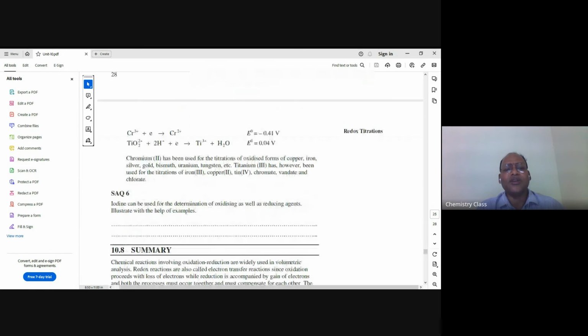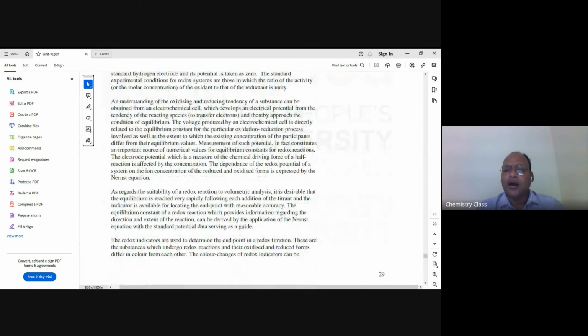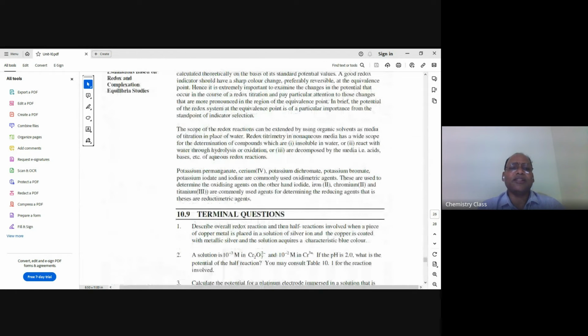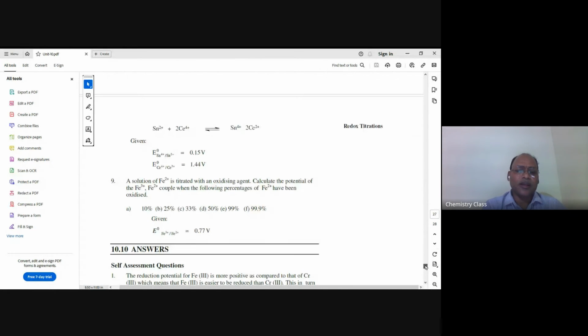You can read this one. Cr3+ plus one electron gives Cr2+, the electrode potential value is minus 0.41 volt. Titanium oxide 2+ gives rise to titanium 3+, and the value is 0.04 volt. These are the things associated with this chapter, redox, and we have finished this one. If you have any questions, you can ask me.